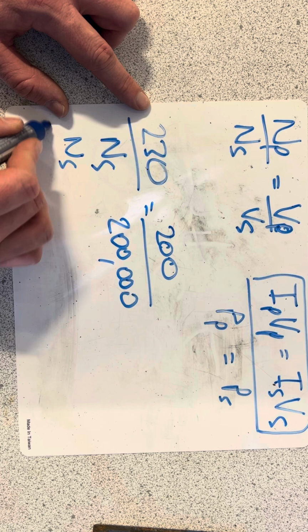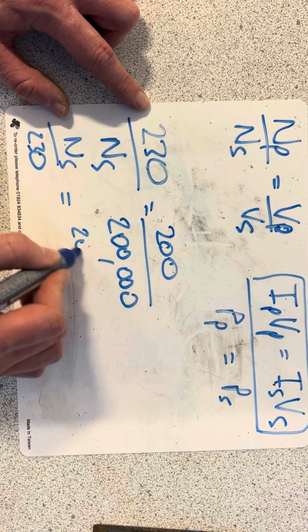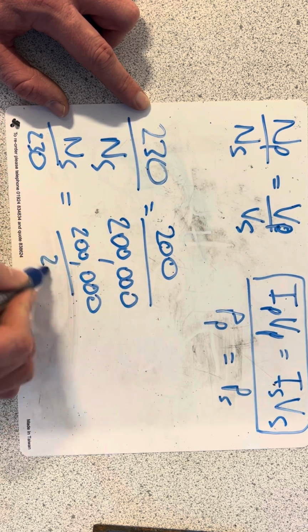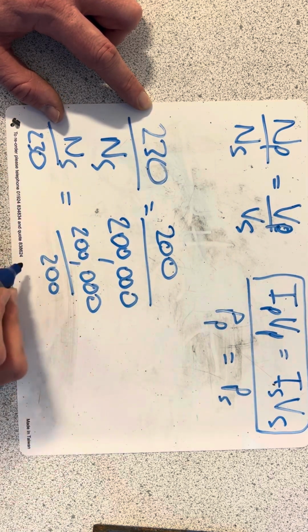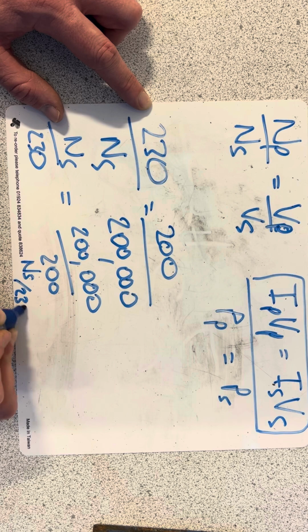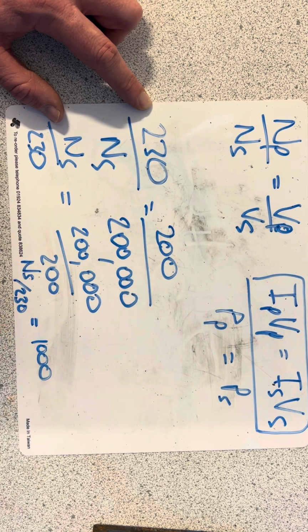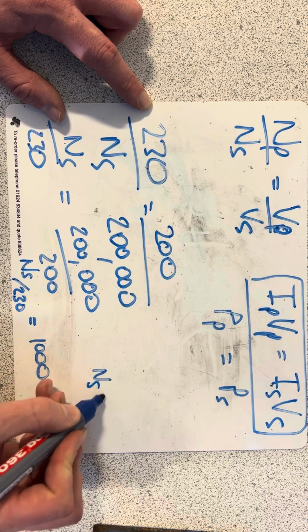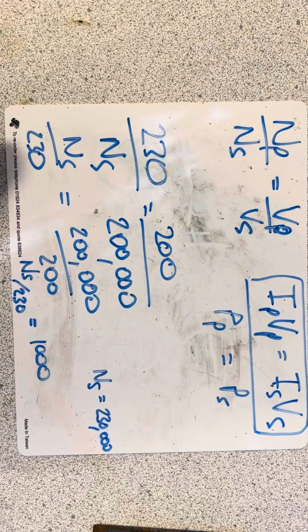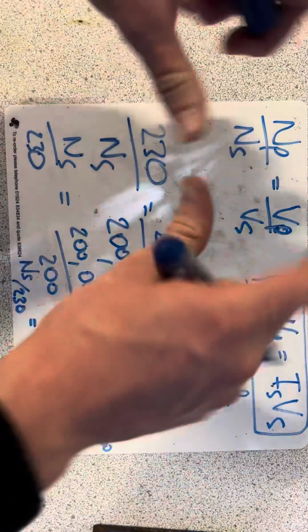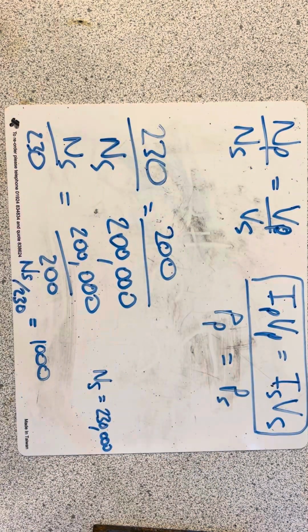So I'm going to write NS over 230 equals 200,000 divided by 200. So NS over 230 is going to equal 1,000, because that right hand side is equal to 1,000. And now, if I want to get NS, I can just multiply 1,000 by 230, so NS is going to be 230,000 turns. Okay, and this one I find is a little bit easier because it's not the ratios, but if you want some more examples of that, I can do that.